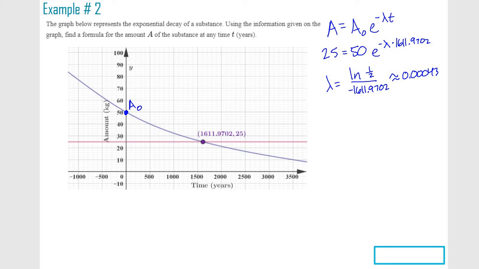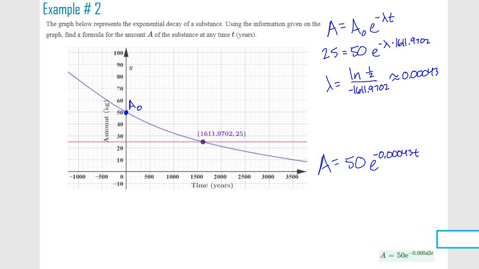0.00043. Okay, and that is our lambda, so then our formula should be 50 times e to the negative 0.00043 time. Let's see, did we get it right? Sweet, we did. Perfect.